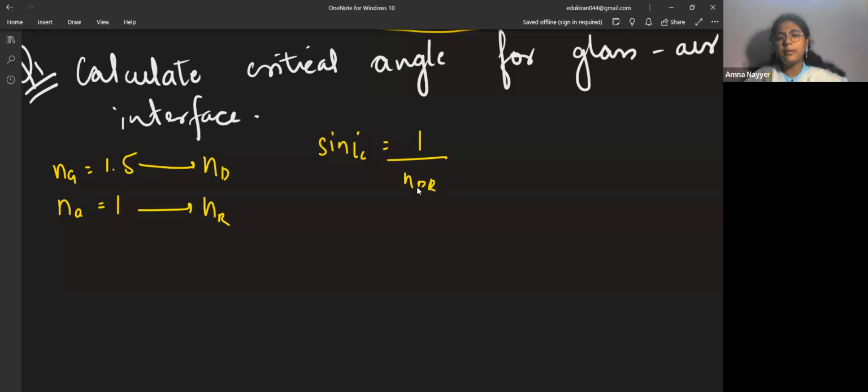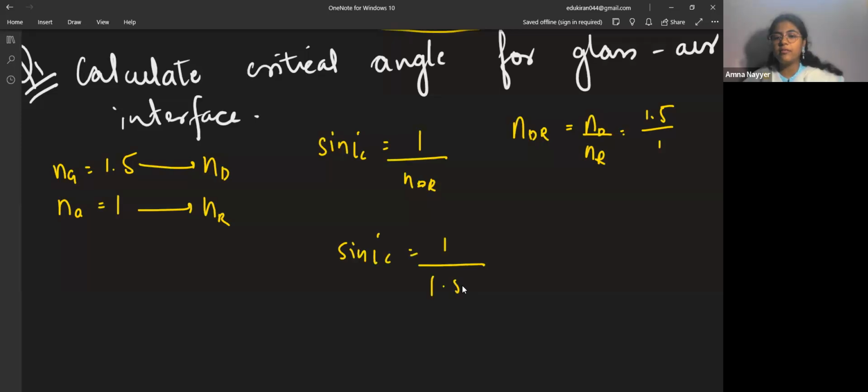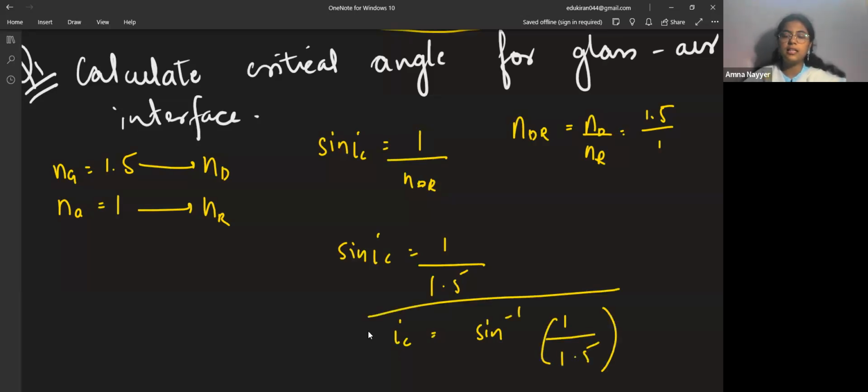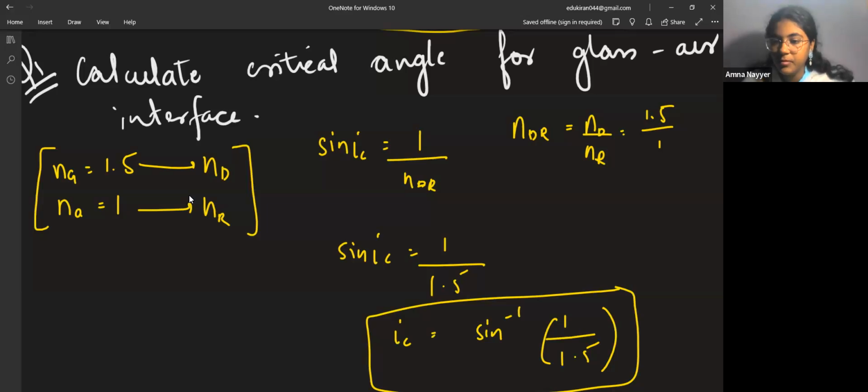Let's calculate NDR separately. Then we'll substitute it here. NDR will be equal to ND by NR. So this is 1.5 by 1. So sine IC will be 1 by 1.5. Critical angle will be sine inverse of 1 by 1.5. This is the answer. But the point is that for this, you have to remember this. If you do not know this, you won't be able to solve that. Write it down. Next question is a little lengthy. So write it down. Then I'll show you the next question.